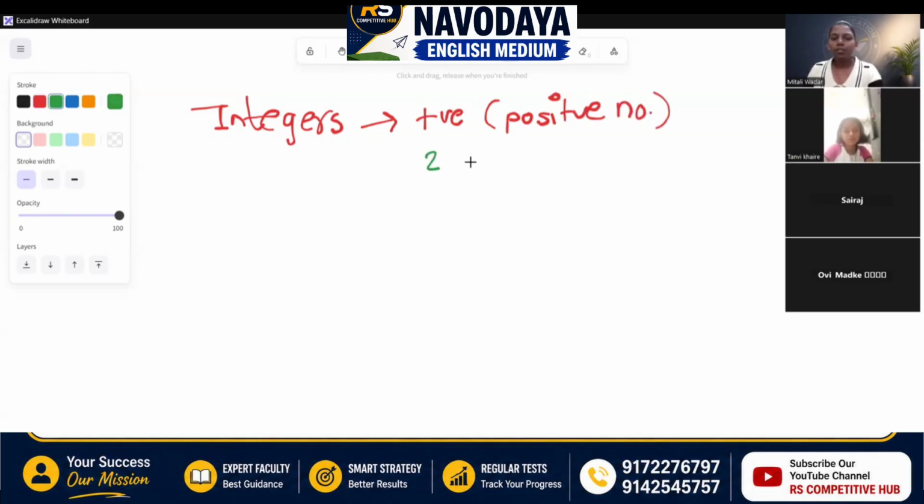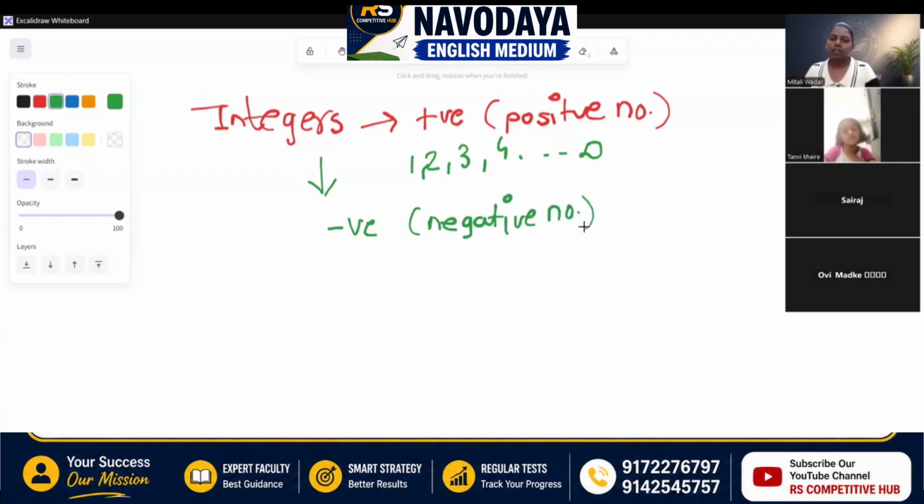Positive numbers mean 1, 2, 3, 4 up to infinity. Any number which doesn't carry a sign in front of it is a positive number. Is 1 carrying any sign in front of it? No, right? Take any number, even 100, there is no sign in front of it. A positive number is a number in front of which we don't write a sign. If a number has no sign in front of it, that number is always positive. You can write plus 100 and also 100.